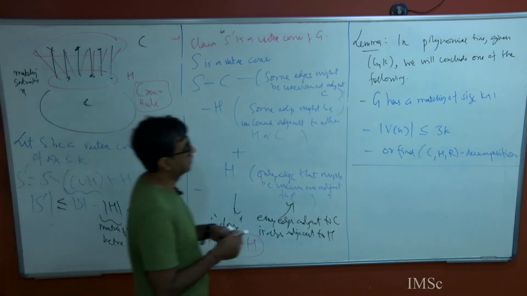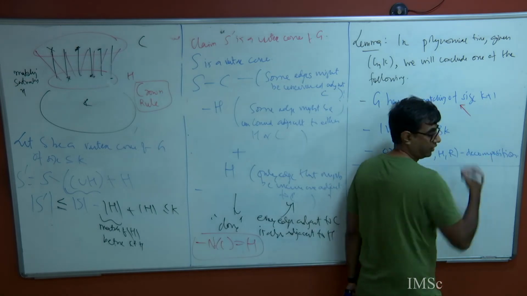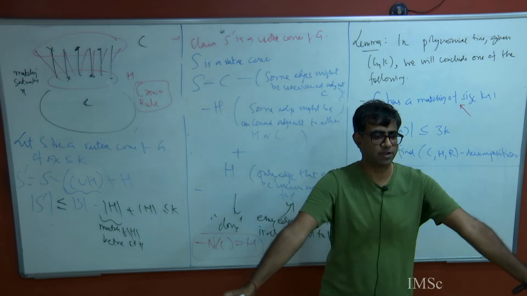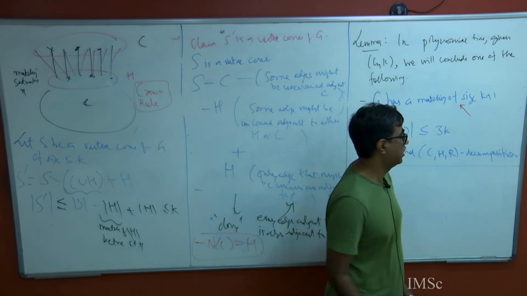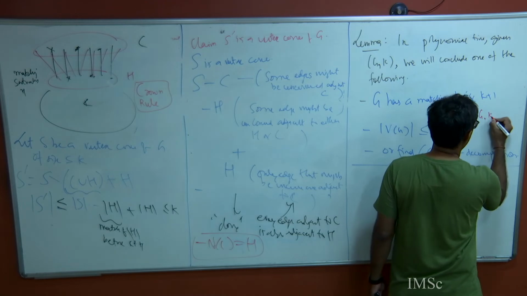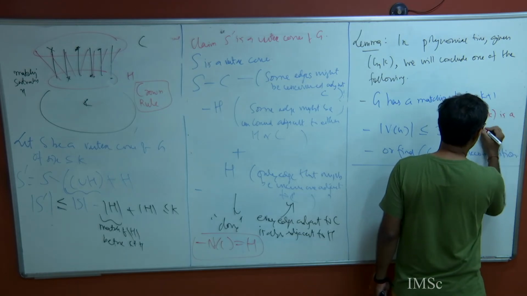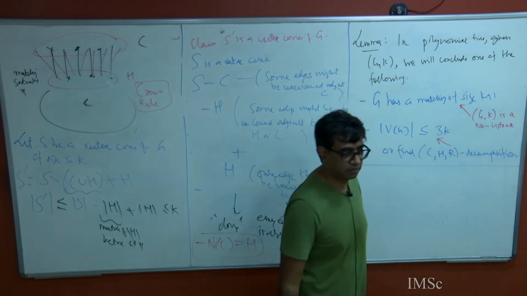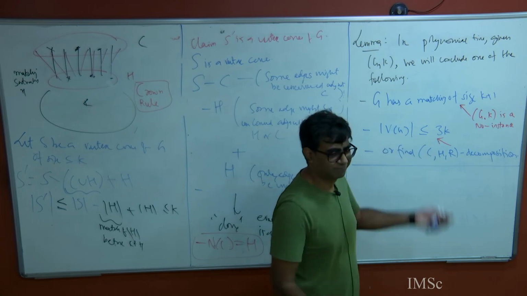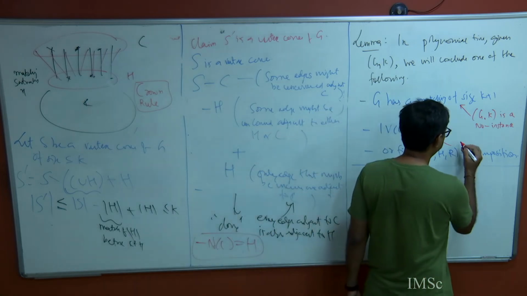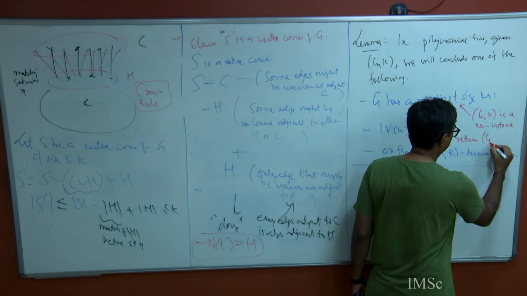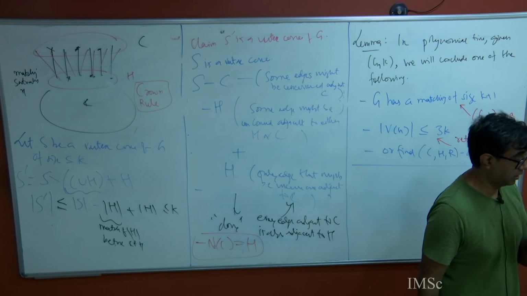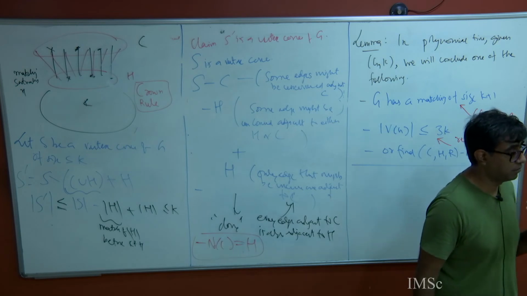Now, notice what happens. If my algorithm returned you this, what can you say? If I told you, hey, here is a matching of size k plus 1, what can I say? G comma k is a no instance. Okay, if I returned you this, then what can you say? You say, okay, fine, take your graph. Then you return G comma k, and what is the size of G? Vertex set of G is upper bounded by 3k.